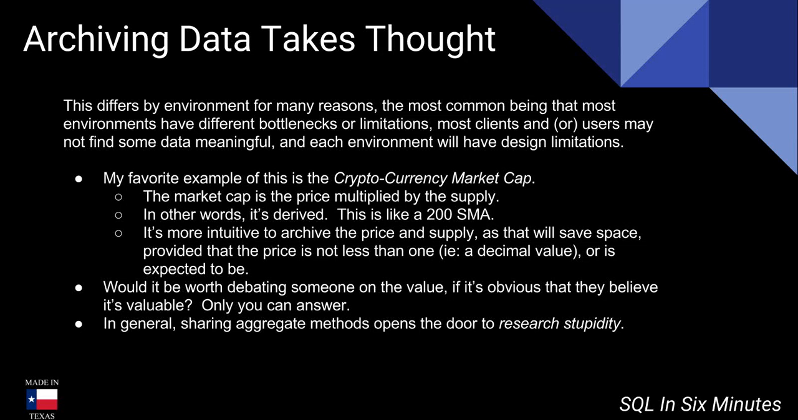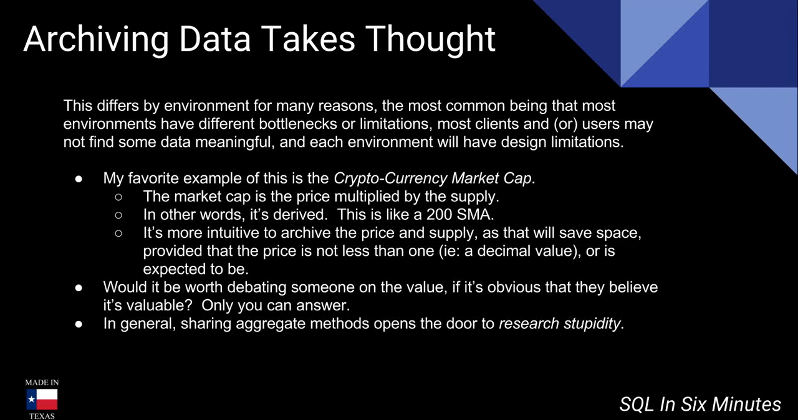I don't share examples of that, and it's mainly because of the third point, which is if you share aggregate methods, if let's say that applies, it opens the door to what I call research stupidity, which is somebody who's a researcher goes and copies things without understanding what they're doing. And archiving data in general takes thought because it differs by environments, and it's for many reasons.